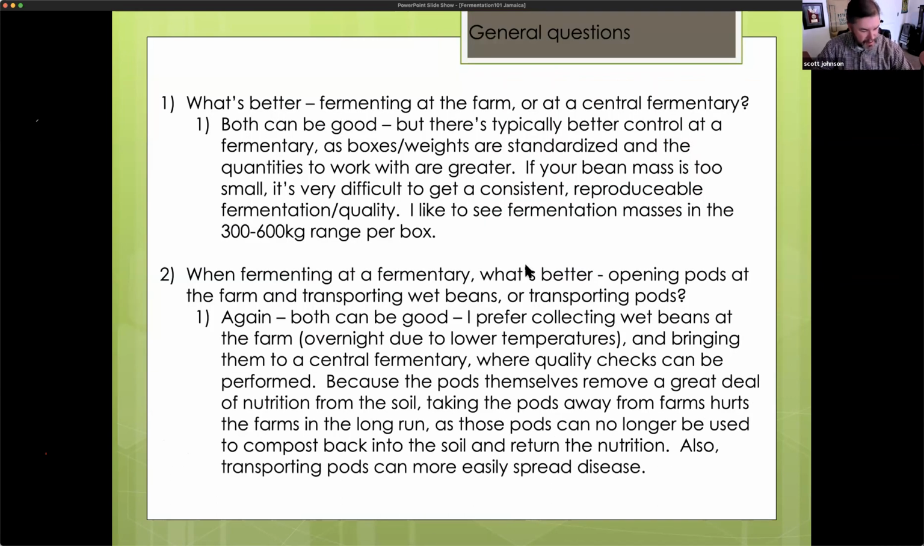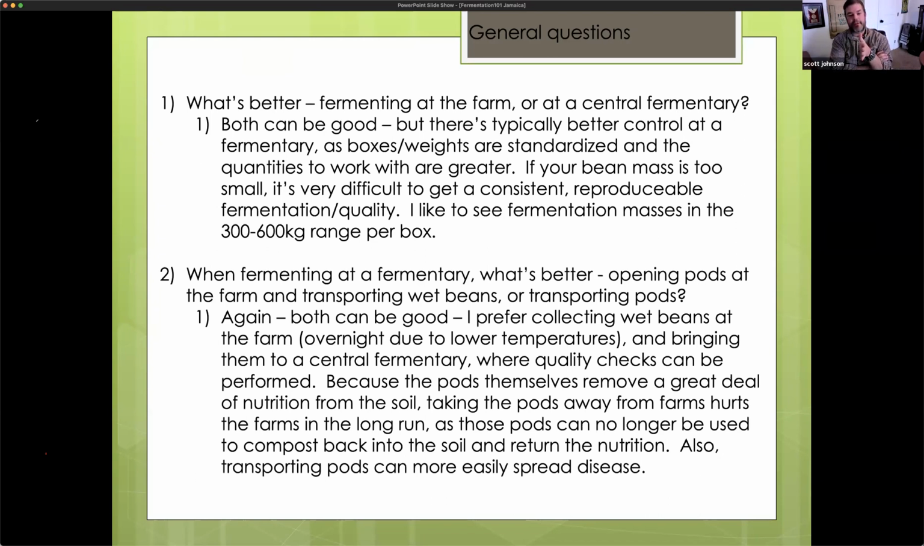Okay, so I was thinking about what some general questions might be that can pop up. These are things that people have asked me over the last 20 or 25 years. What's better? Do we ferment at the farm or do we ferment at the central fermentary? I'd say both can be good, but my experience has been that typically you can have better control when you ferment at a centralized fermentary, because there you've got the best ability to standardize your weights. So for the gentleman who pointed out that it is important to have a certain amount of mass in your boxes, he's absolutely correct.